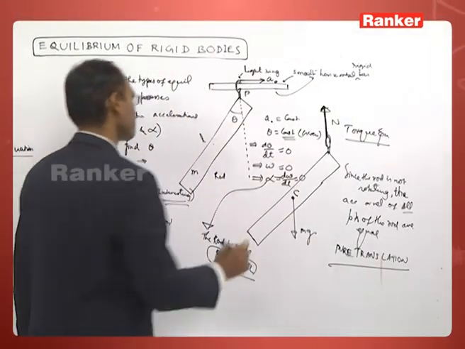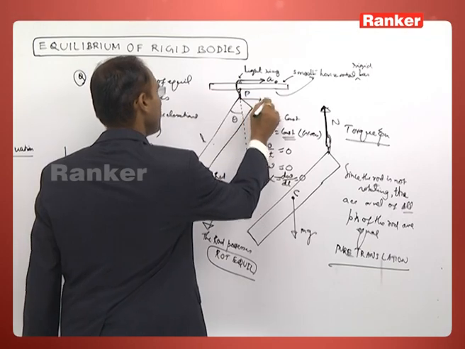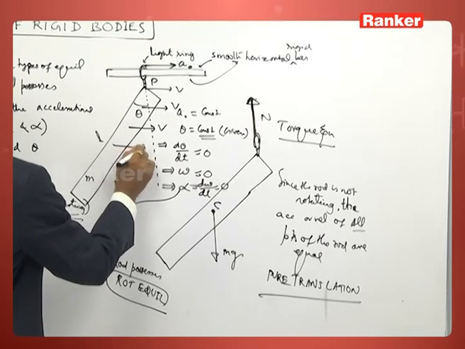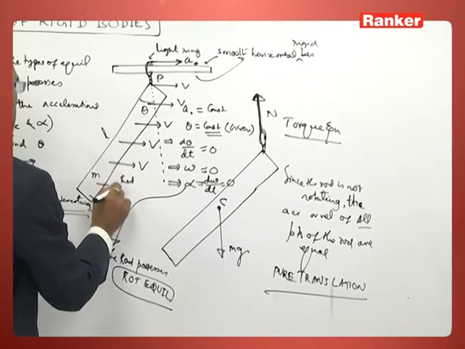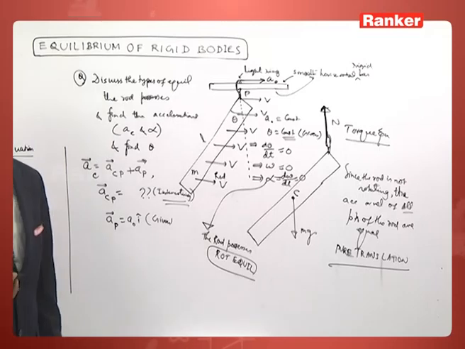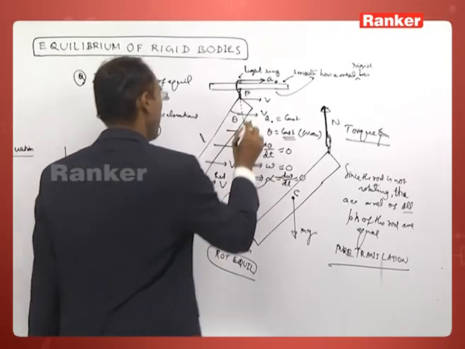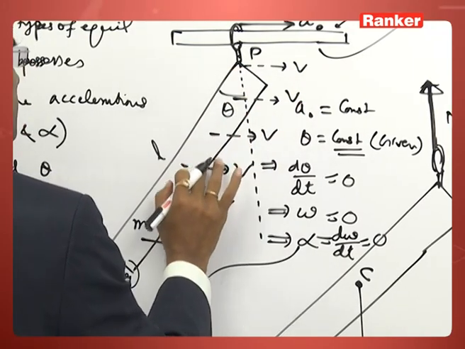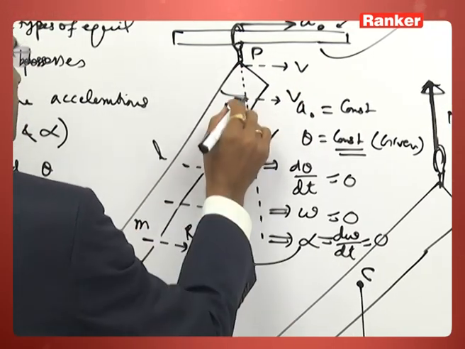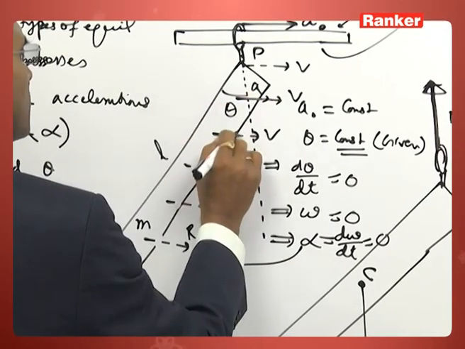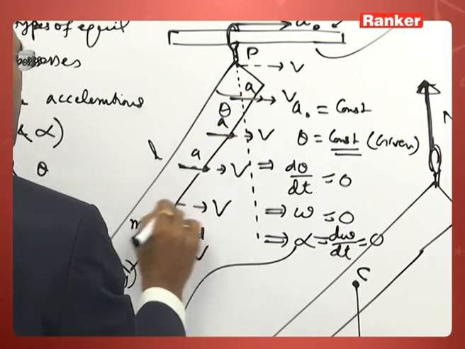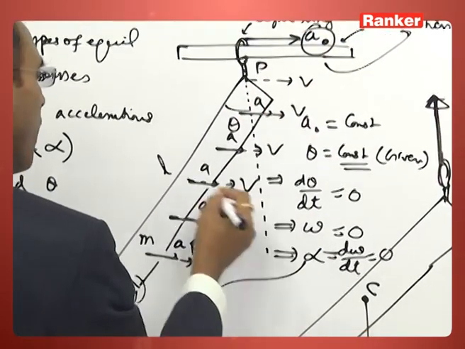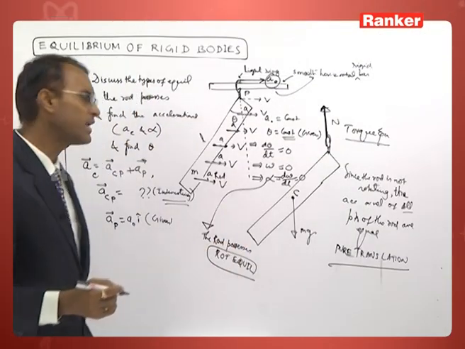What does it mean? This point moves with velocity v, this point moves with velocity v, and so on. All these points will move with same velocity, and all the points will move with same acceleration. The velocity is dotted line. This point moves with same acceleration, and that is what we call acceleration of the rod, that is a naught, or center of mass also will move with that acceleration.